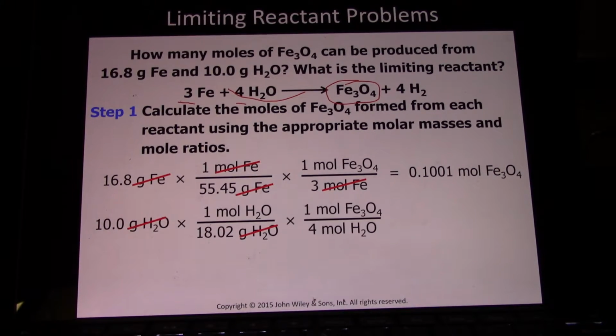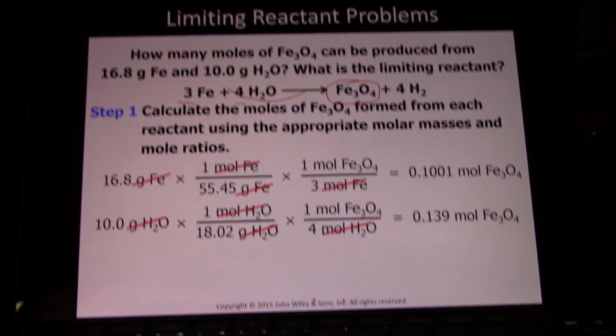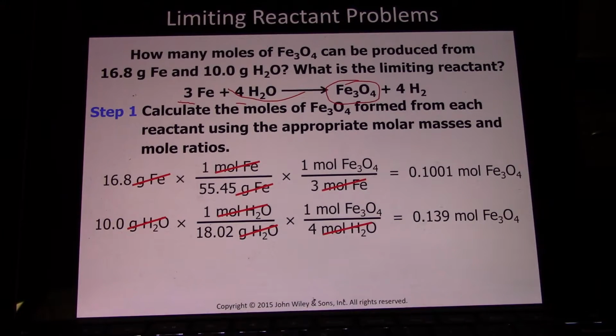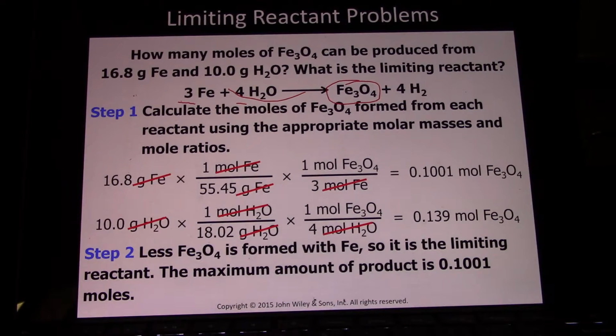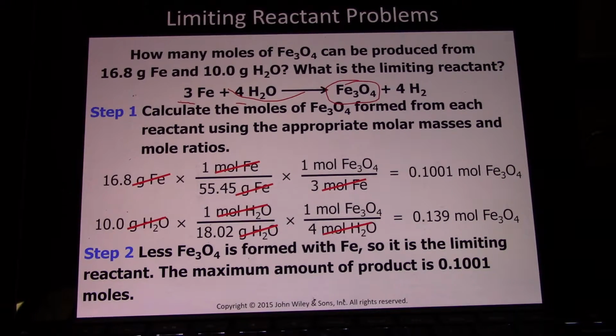If all the water reacted, I could make 0.139 moles of magnetic iron oxide. Therefore, iron is the limiting reactant. Even though you had less water, water's a lot lighter than iron, so you actually had a lot more molecules. And the water was used a little bit faster, but not fast enough, and so you run out of iron first.